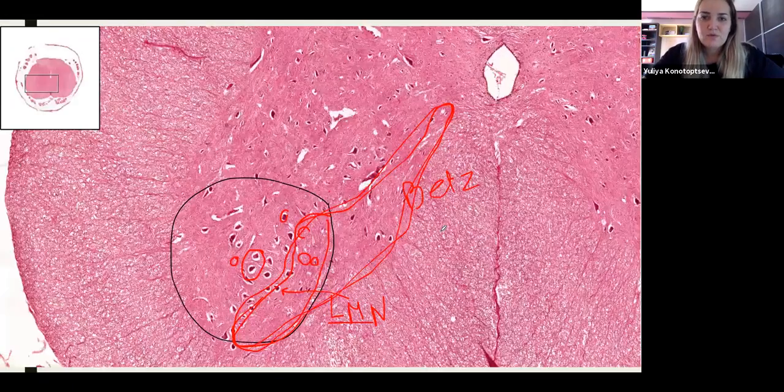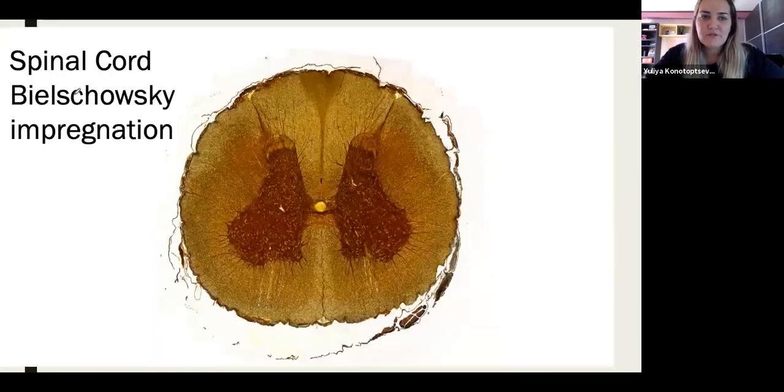Okay, then let's go for this one. So we have Bielschowsky impregnation. Bielschowsky impregnation is just silver, as you remember. So it's nothing fancy. It's the same as silver. We just call it with a fancy name, Bielschowsky. So the same idea.